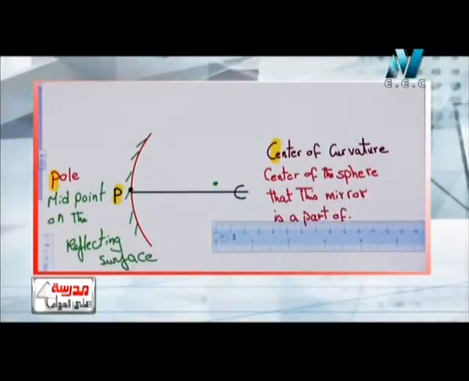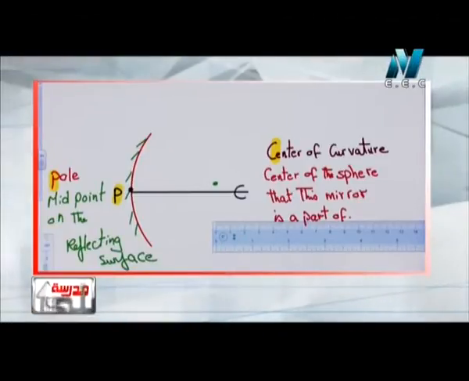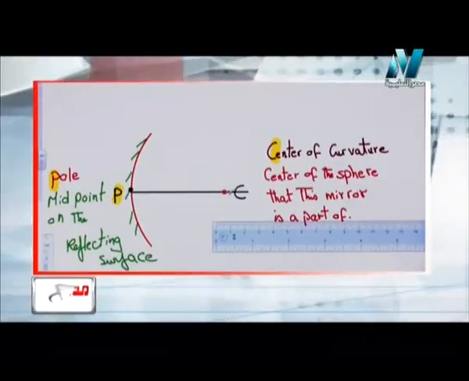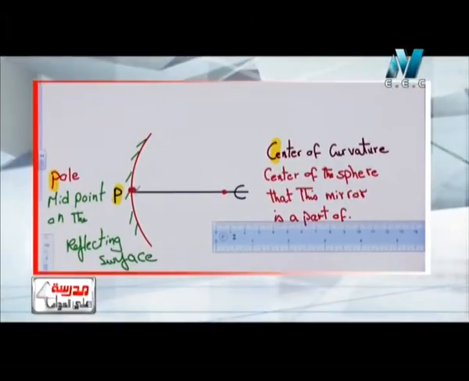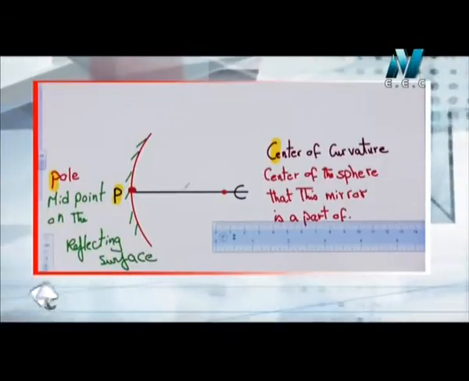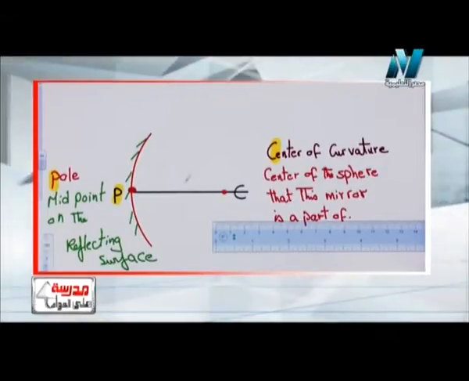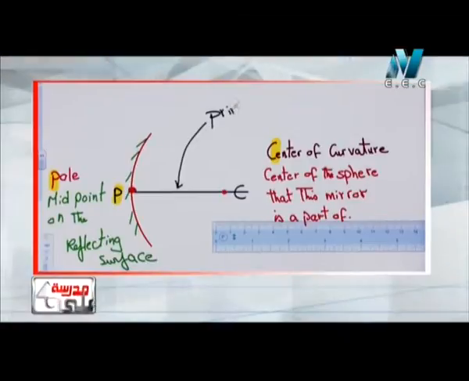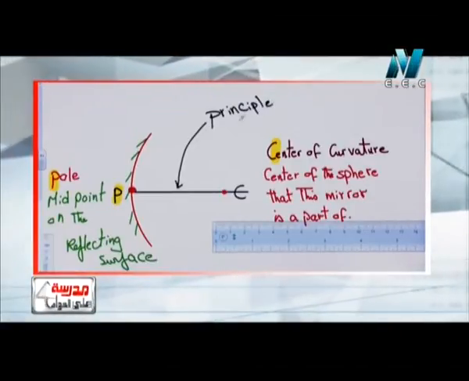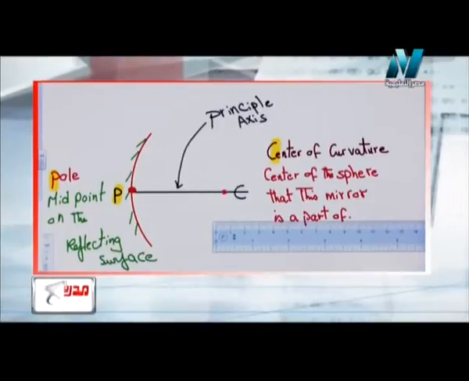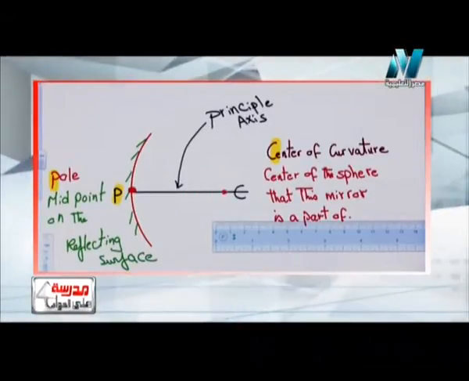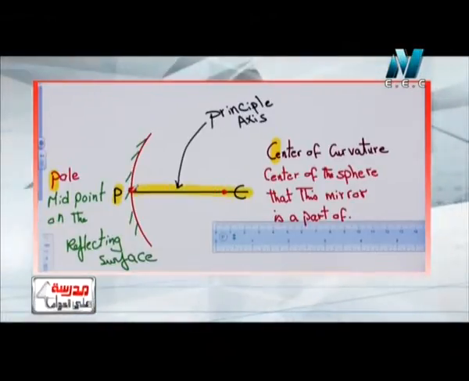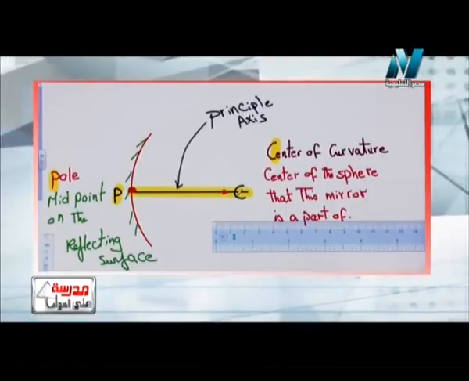Okay. As we have here number one, we have the center of curvature at this point, C, and we have here P as the pole of the mirror. This straight line that connects between them is called what? It is called the principal axis. So what is meant by the principal axis? It is the straight line that connects between the center of curvature and the pole of the mirror. So we now know what is meant by principal axis.